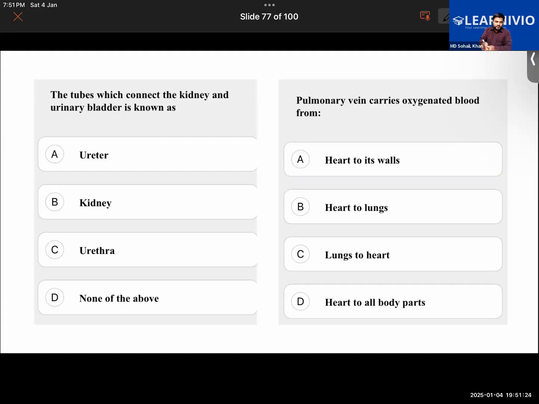The tube which connects the kidney and urinary bladder is known as the ureter. That is ureter. Very good. Next.